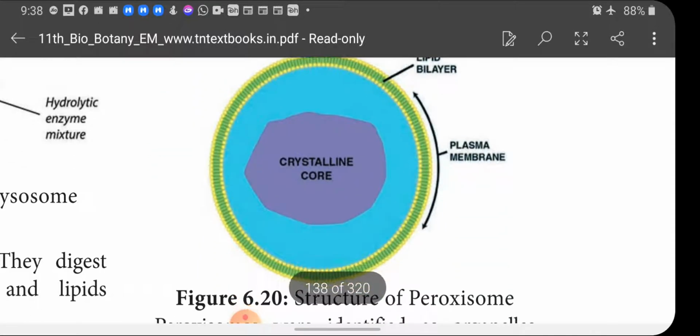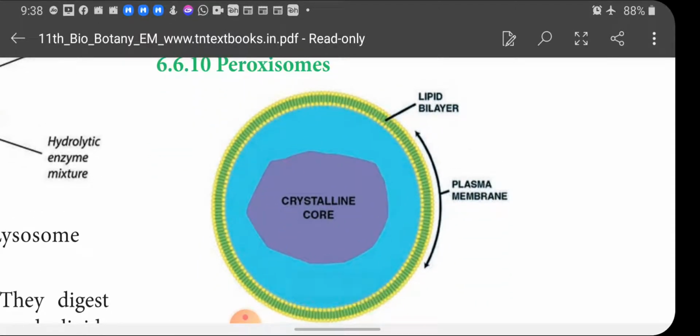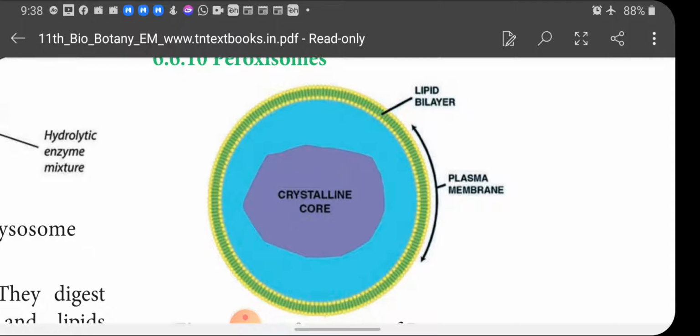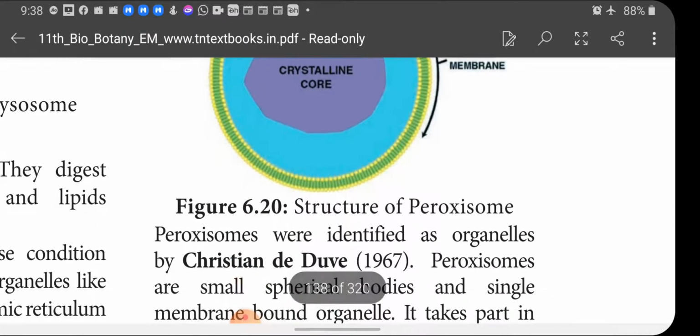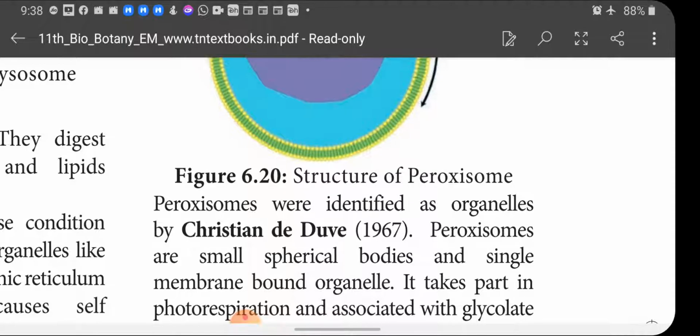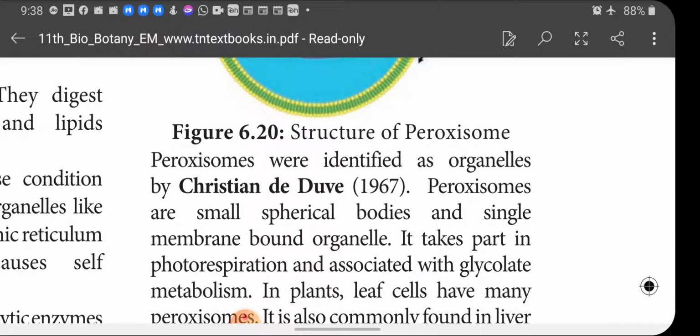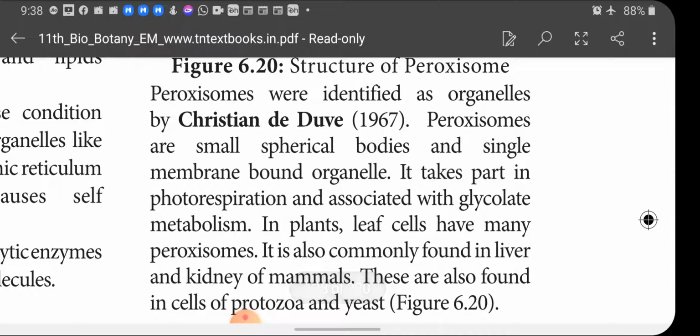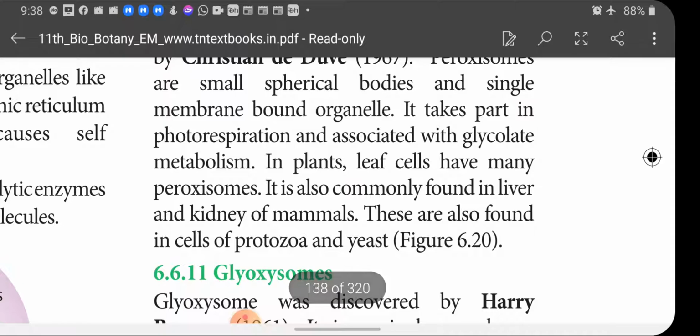Okay. Peroxisome, you could see the structure. It has a lipid plasma membrane. The plasma membrane is made up of a lipid bilayer, and inside the membrane a crystalline core is present. The peroxisome, the first organelle, was identified by Christian de Duve. Peroxisomes are small spherical bodies and single membrane-bound organelles. They take part in photorespiration and are associated with glycolate metabolism. In plants, leaf cells have many peroxisomes. They are also commonly found in the liver and kidney of mammals, and in cells of protozoa and yeast.